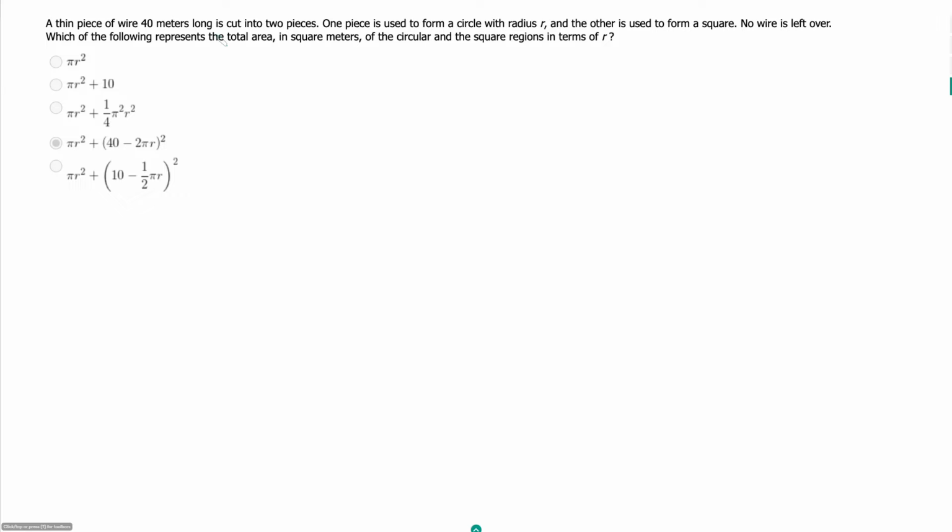So this is a question that I think sounds, maybe even looks, based on the answer choices, harder than it is. If you just take that first step of visualizing what is going on here, things fall into place very nicely. And so to start, what do we know? We just have a straight piece of wire that is 40 meters long. And then we cut it into two pieces, and we don't know where we cut it.